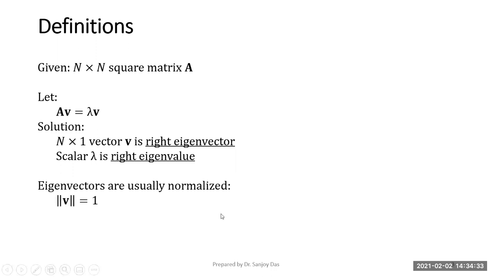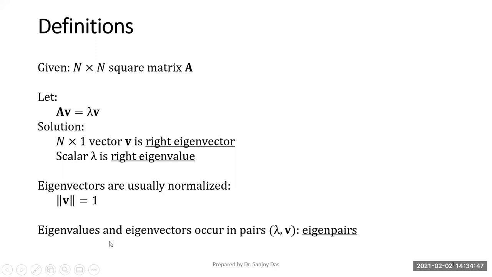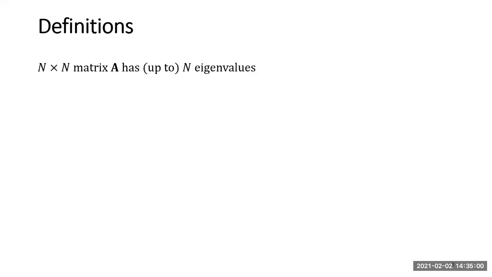Eigenvectors are usually normalized so that the norm of V equals 1. This is not always the case, but it is the preferred way of writing eigenvectors. Okay? And eigenvalues and eigenvectors always occur in pairs. So you'll have lambda and V occurring in pairs, and we will refer to them as eigenpairs. The n by n matrix A has up to n eigenvalues.